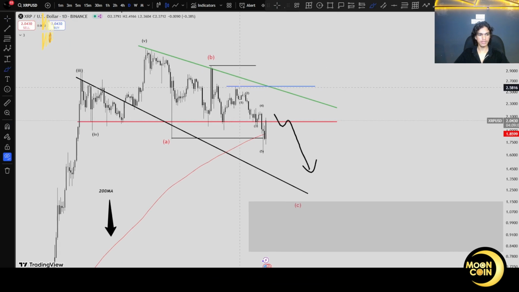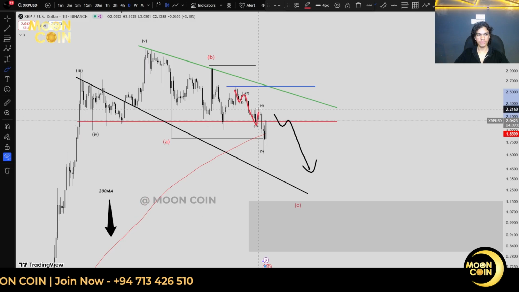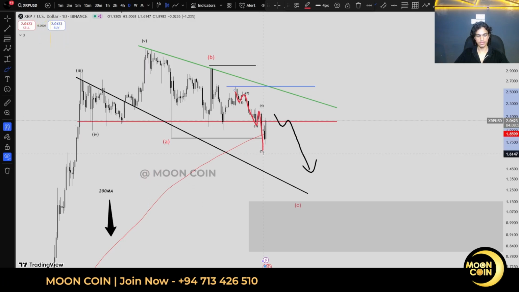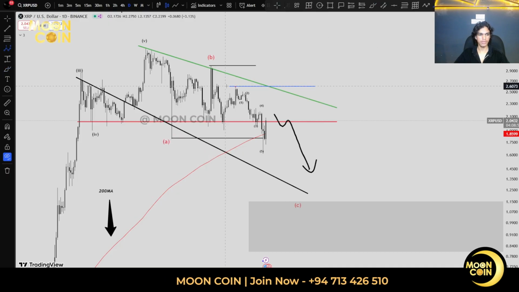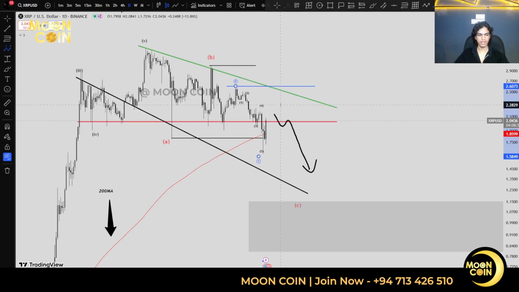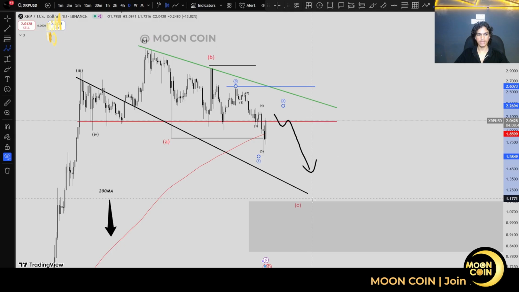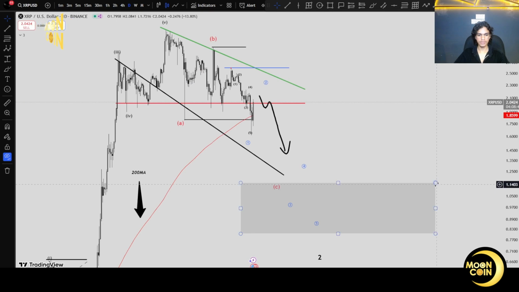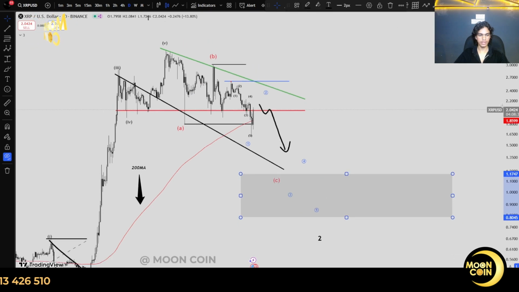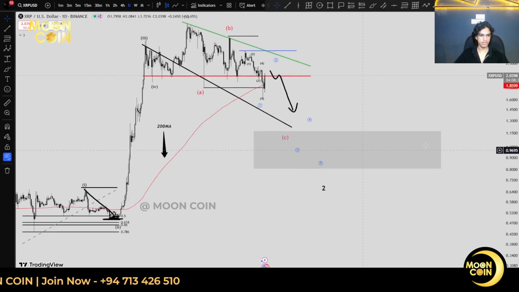I have taken this leading diagonal here, 1, 2, and 3, the big wave, the largest wave, and then the 4 and the 5th we have here. If this is a leading diagonal, then we can consider this as 1 and 2 is here. Now it's going for a retracement, and the 3 can be inside this, then the 4, 5. Why I have drawn this zone here, I'll mention.